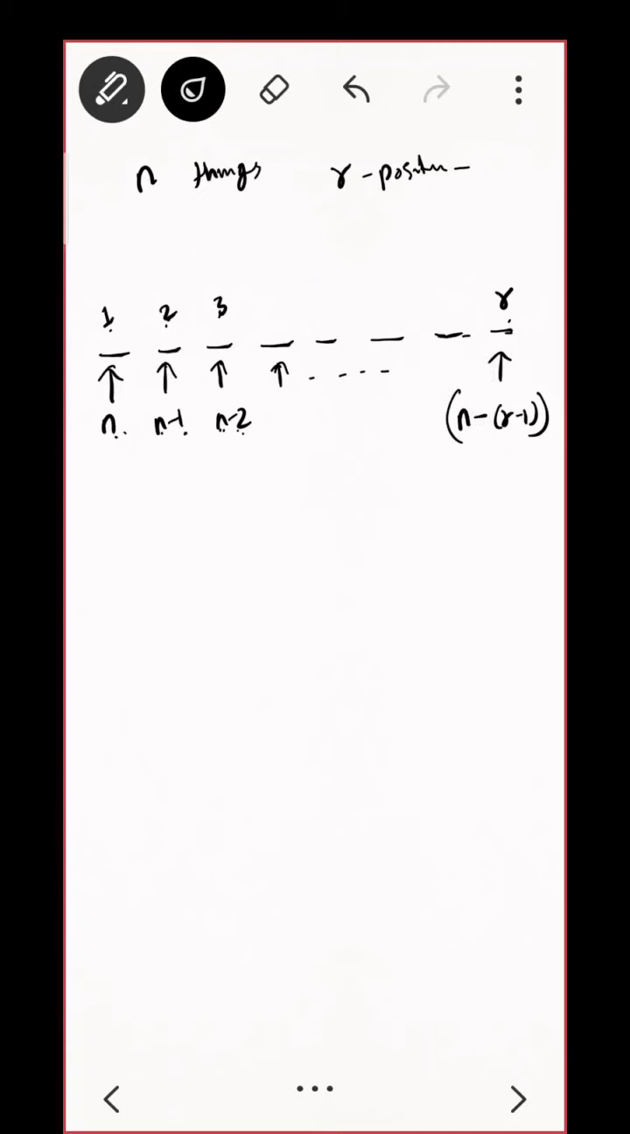Perfect. And what will be your NPR? It will be the product of all. Why product? Because you want to fill all the places. Correct? Is that okay?